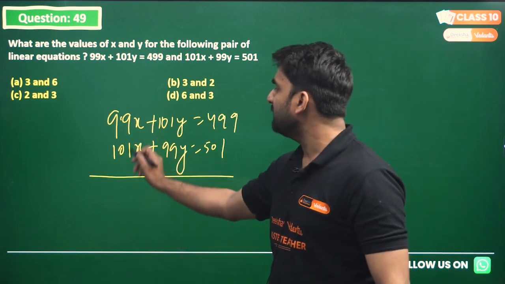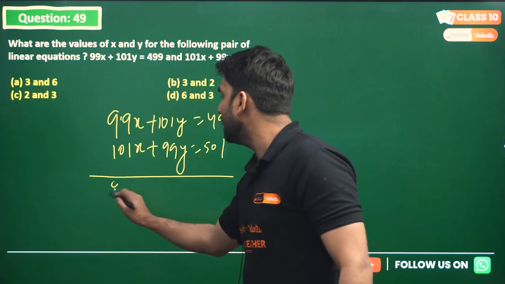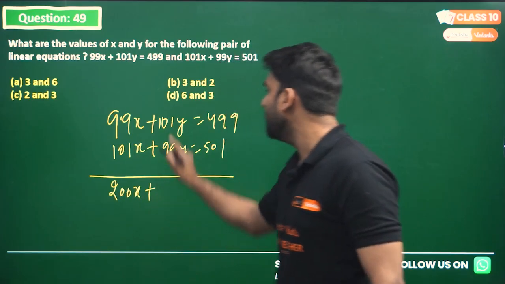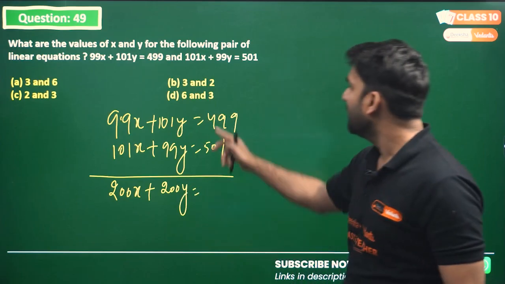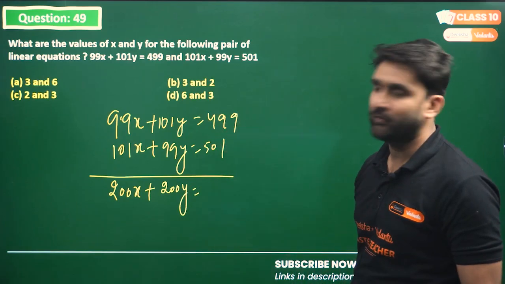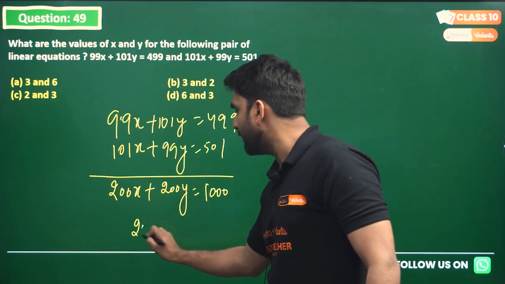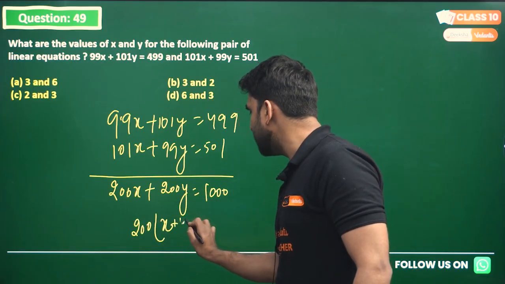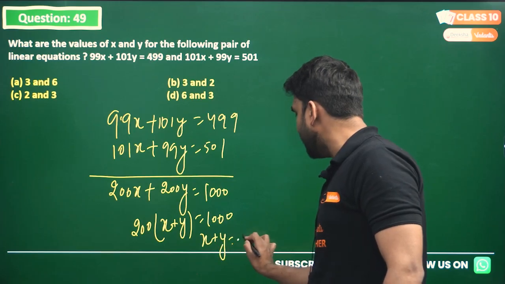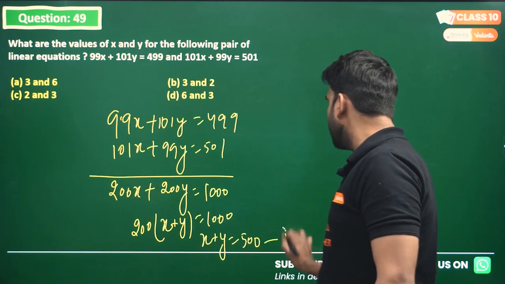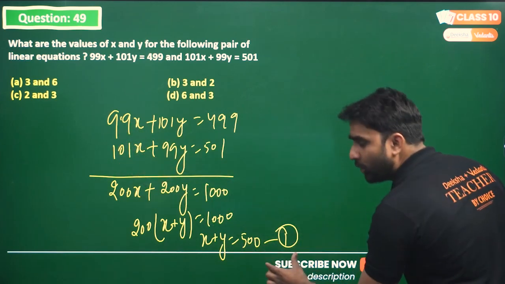So 99x plus 101x will be 200x. Similarly 101y plus 99y will be 200y. Similarly 499 plus 501, so I think we are getting here 1000, right? Can we take 200 common? So x plus y is equal to 1000 by 200, so x plus y will be equal to, my dear, 5. I hope you got my point. So by adding these two equations, we got this relation.